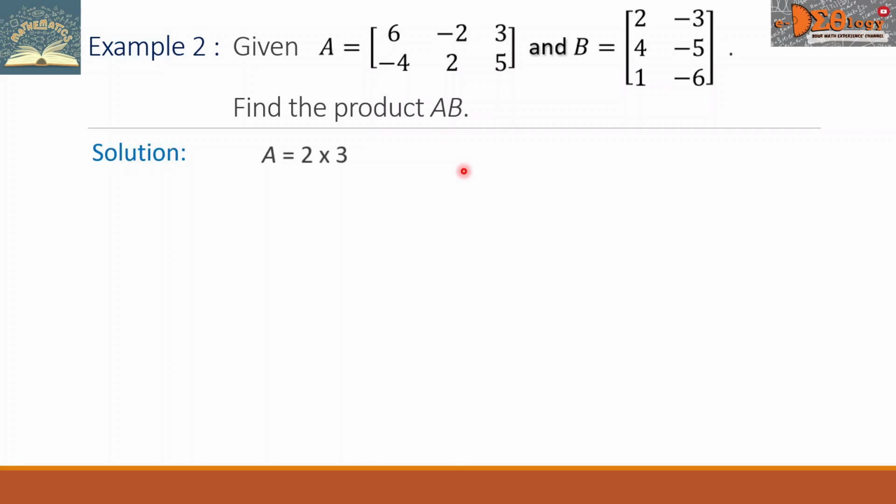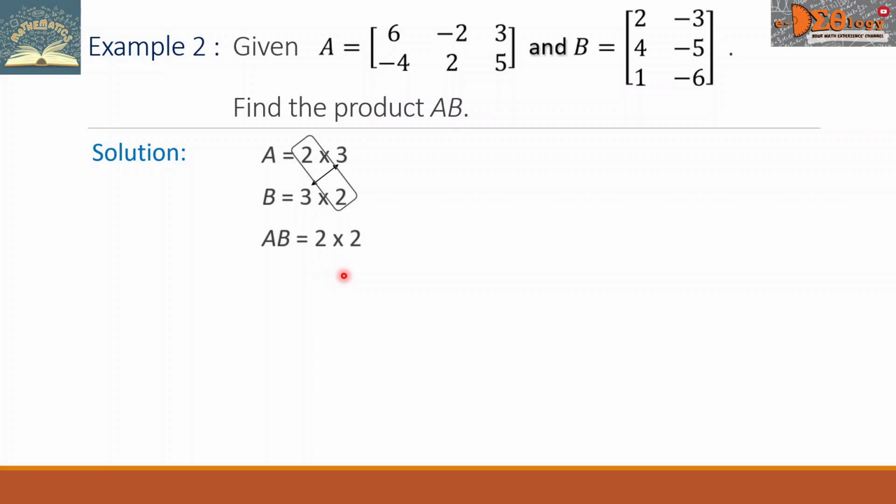First, we identify the size of matrix A, that is 2 rows by 3 columns, so 2 by 3. What about the size of matrix B? That is 3 rows by 2 columns, so we write here 3 by 2. As a rule for the product, the number of columns for the first matrix must be equal to the number of rows for the second matrix. If this is so, the product AB is defined, and AB should have the size 2 by 2.